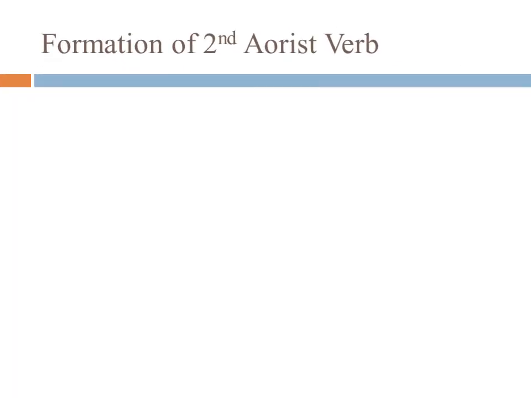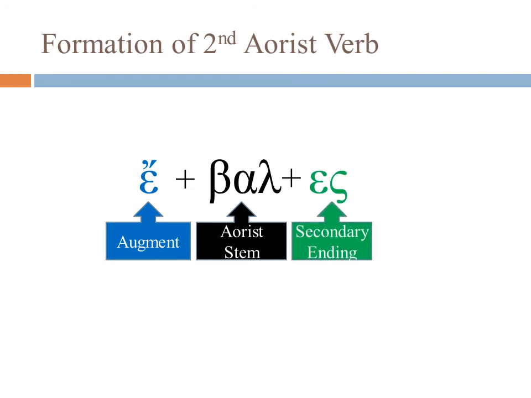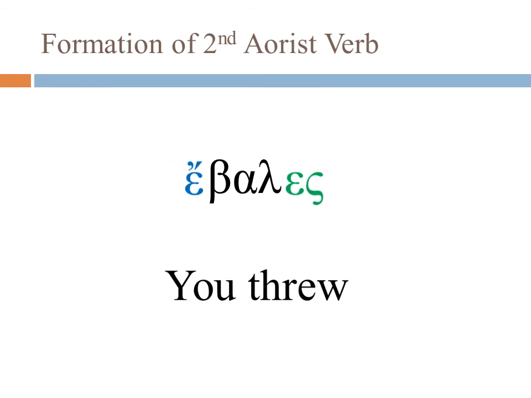Formation of the second aorist verb. So we're going to start with an aorist stem, and you'll notice this stem is different from the present stem. The present stem had two lambdas, but the aorist stem only has one. So one of the things you're going to note about the second aorist is the stem will be different from the present. It has an augment of epsilon, and it's going to take the same secondary endings that the imperfect took. So we're going to get ebales, you threw. If I had two lambdas, it would have been you were throwing.